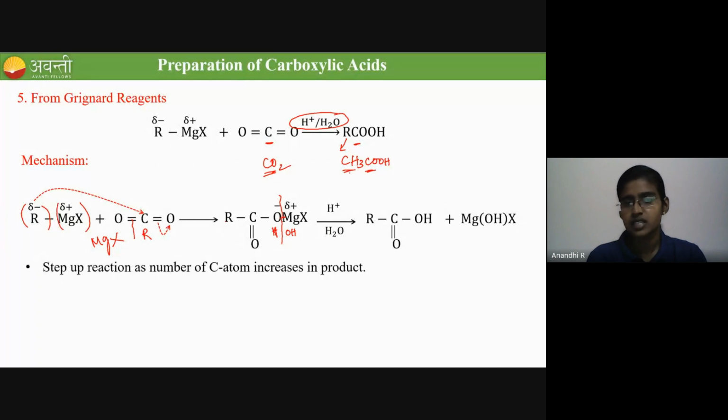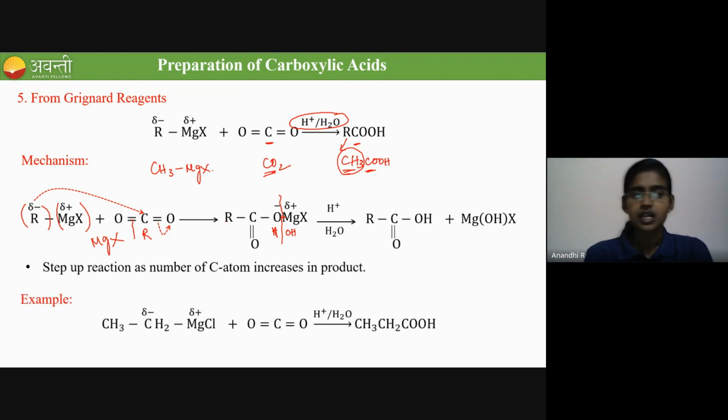So where does this carbon come from? It has come from the Grignard reagent I took. Since the number of carbon atoms increases by 1 or 2, etc., it is called a step-up reaction. Got it? So see the example here.